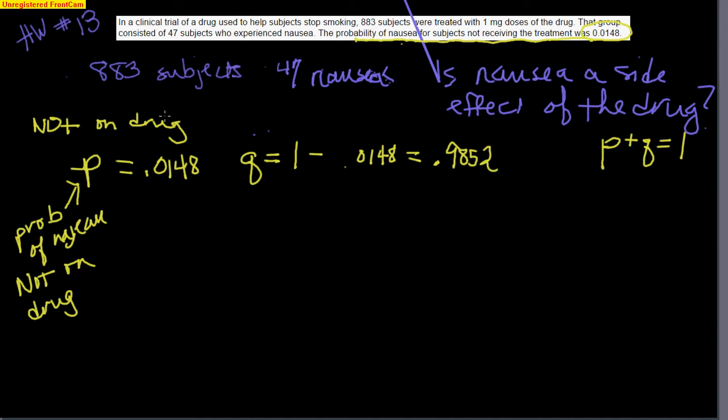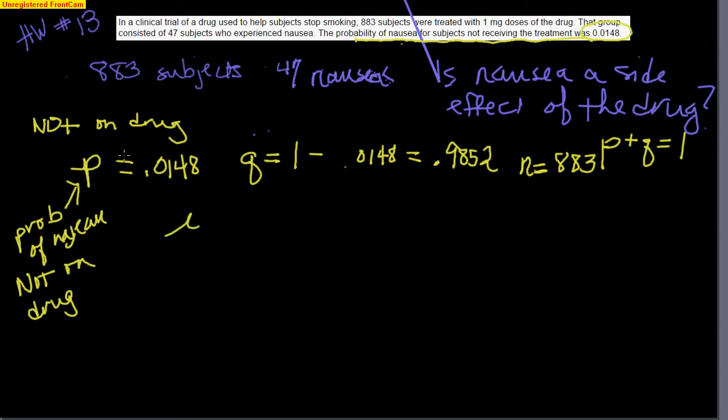And to make things consistent, we will look at a group of 883 people not on the drug. We have to have our control group and our experimental group, the group that's on the drug, be the same numbers. All right, so let's find the mean value. What would be the expected number of people to experience nausea just naturally, without being on a drug, out of a group of 883 people?